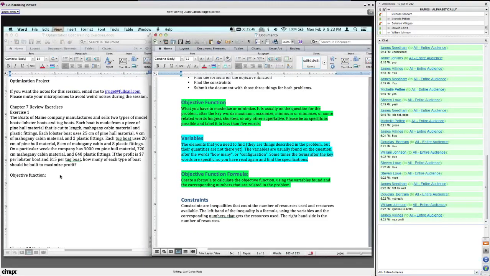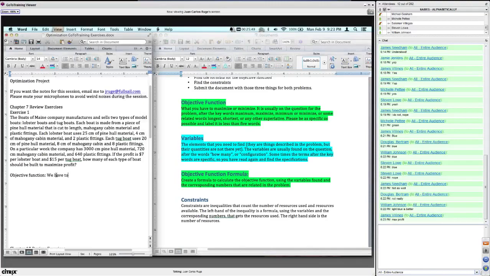The profit. Actually, we have to maximize the profit. Well, I'm going to say only in one word, profit. That's what we have to maximize, or that's what we have to find, the maximum profit, as I told you. This is going to be green. So we want to maximize profit.